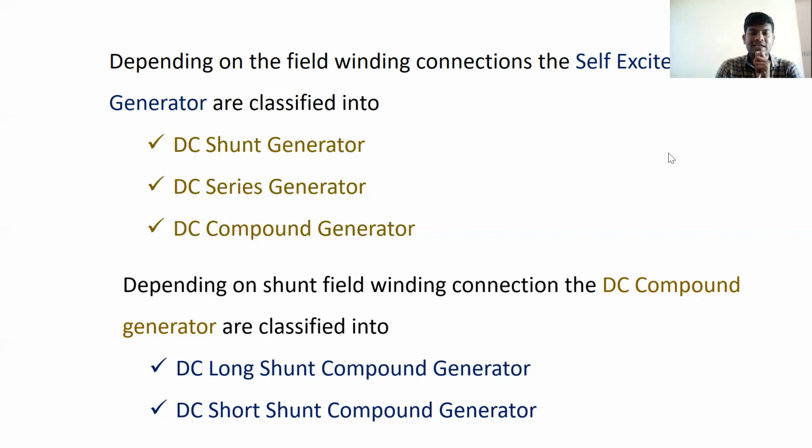Let us see individually how we can provide the supply, what the current and voltage equations are, and what the induced EMF equation is in each and every type of generator. Then we can go for the first one. Before going to these classifications, we can see some important terms.